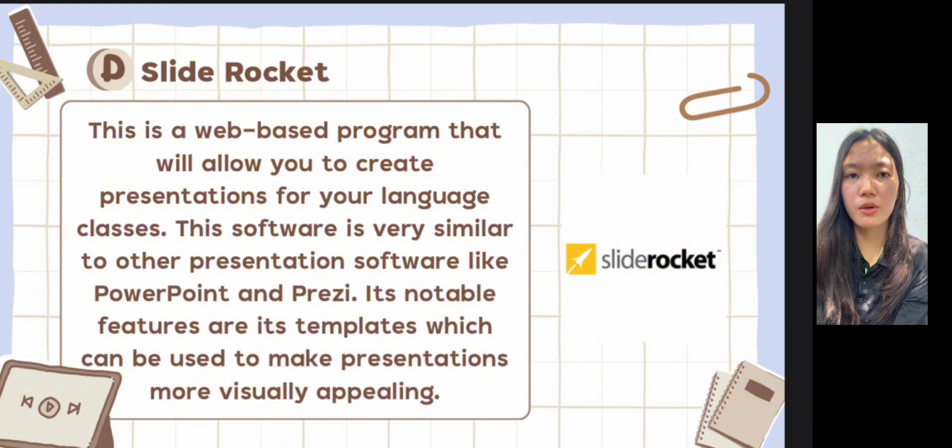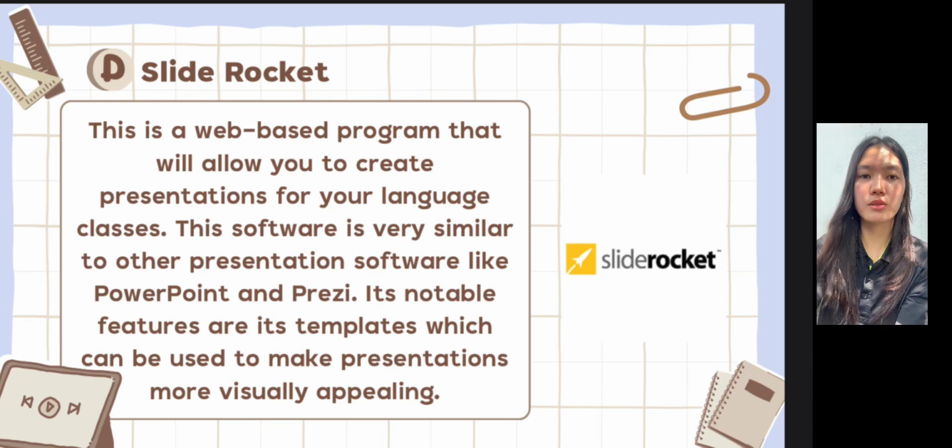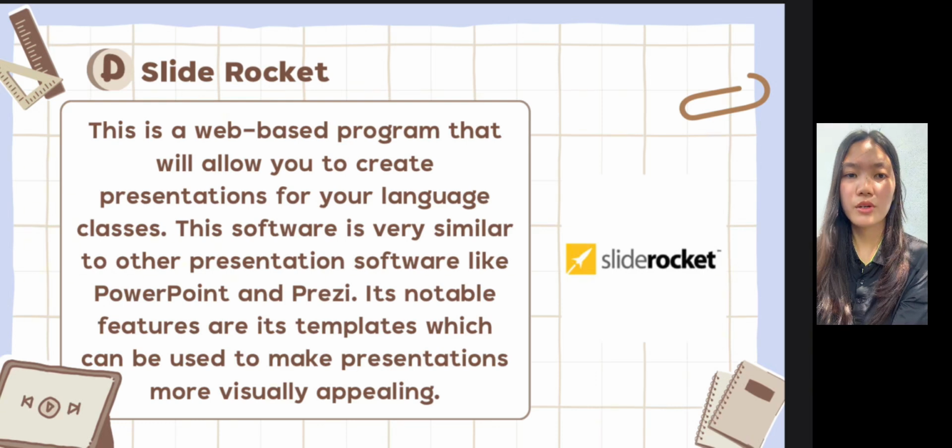Slide Rocket is a website that helps you make presentations like a slideshow. It is similar to programs like PowerPoint or Prezi, which you may already know. You can use it for your language classes to show your ideas clearly and in a fun way. One of the best things about Slide Rocket is that it has ready-made templates, which means you can choose a style for your presentation that looks good without doing a lot of extra work.